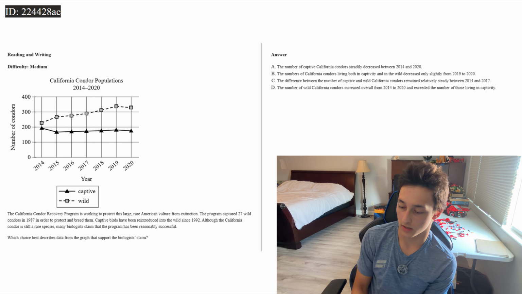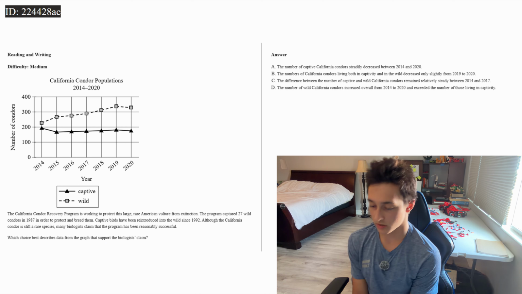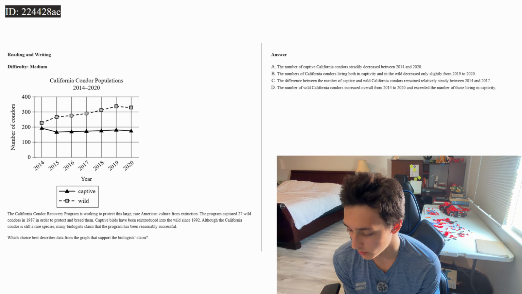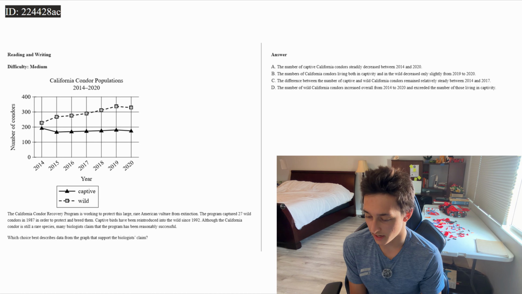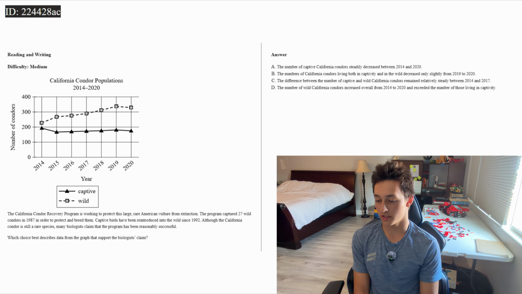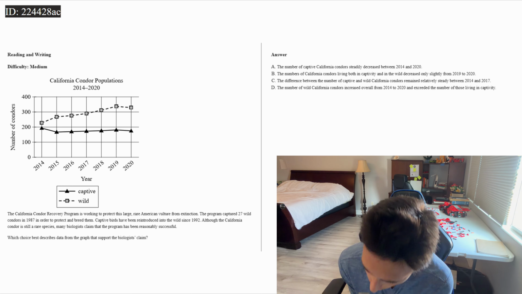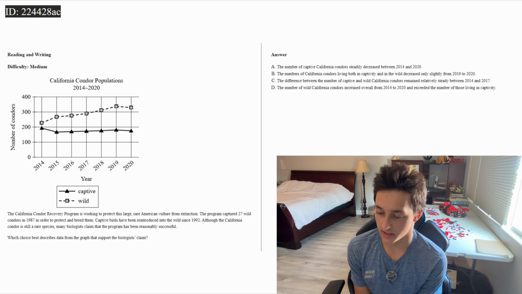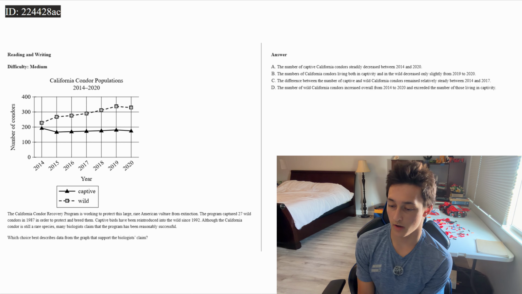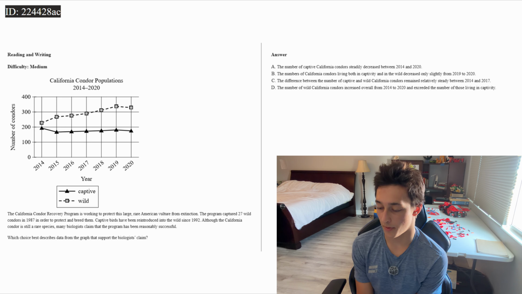So there's the claim. The program can be reasonably successful. Wow. So there's the claim. The program has been reasonably successful. Now the question is, which choice best describes data that supports the claim? So we're trying to support the claim that the program has been successful. Well, let's look at the graph. We have the number of condors and the year. So typically, success would be seen through the increase of the populations through the years, or maintenance of the populations over the years.